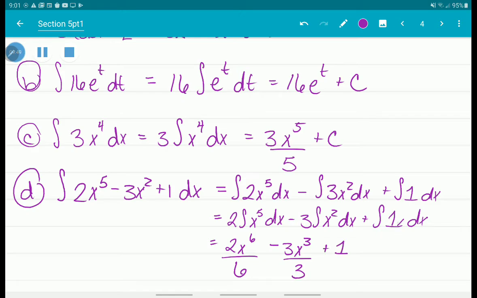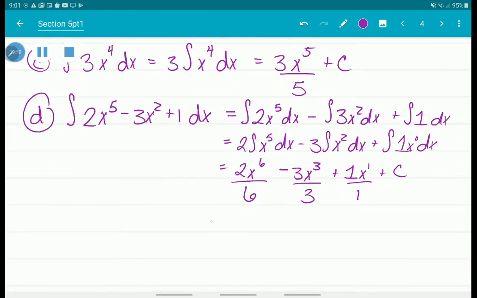And this is understood to be an x to the 0, so we're going to add 1 to the exponent, divide by the new exponent. Then you want to clean up. So this is really x to the 6 over 3. Once I reduce, minus x cubed plus x plus c. Final answer.